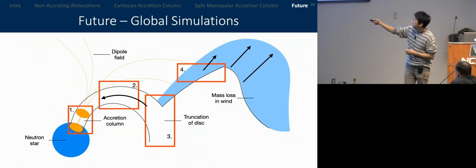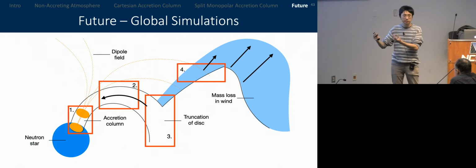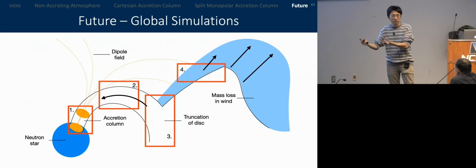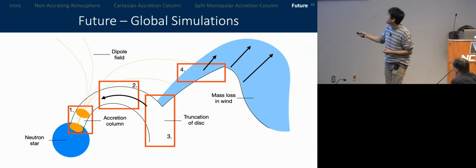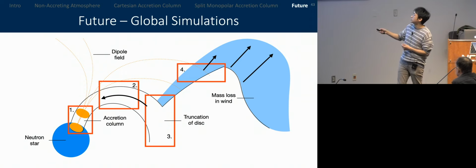The reason you cannot simulate region 1, 2, 3 together is because the characteristic time and also length scale are so different. If you are simulating them together, you'll find out you will never reach the steady state for the region 3, because the characteristic time in region 1 is too short. So you have to treat them separately and treat different parts as the inner boundary condition.